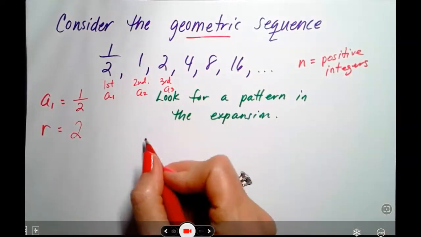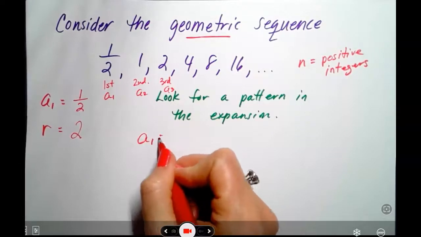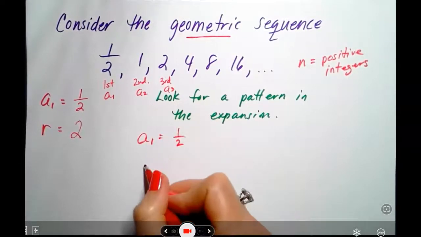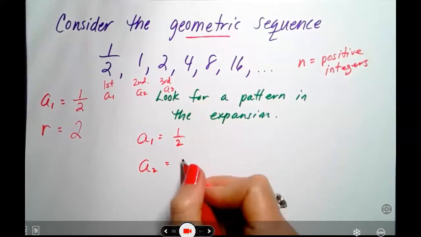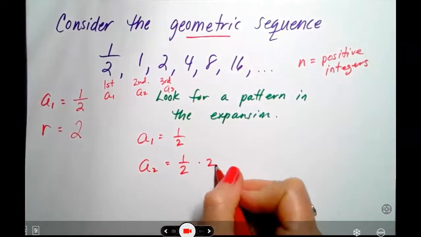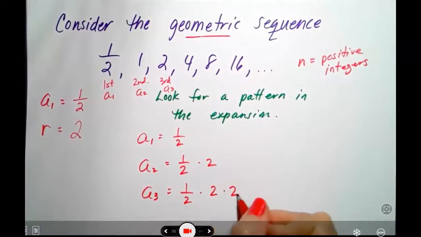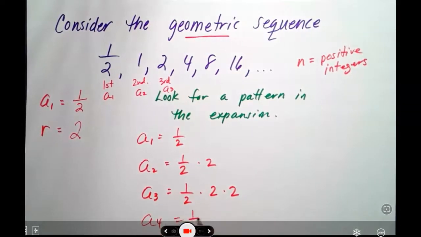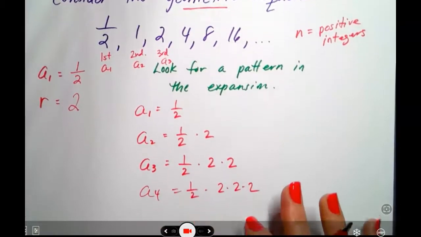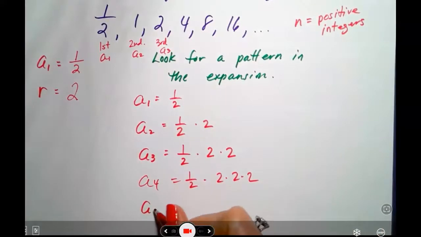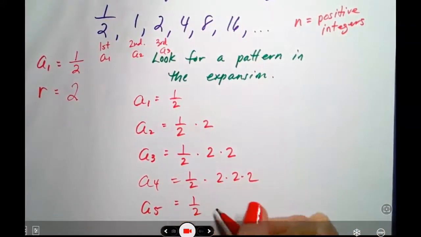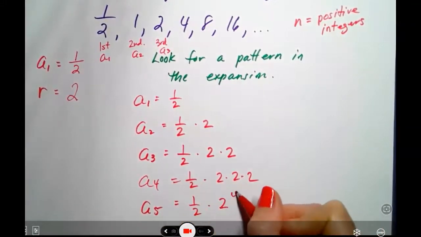So if we start writing these out, this is a sub 1, which is 1/2, and then a sub 2 is 1/2 times 2. A sub 3 is 1/2 times 2 times 2, or half of 4. A sub 4 is 1/2 times 2 times 2 times 2, or 1/2 of 8. And of course, we can write this using an exponent here. A sub 5 is 1/2 times 2 to the 4th.